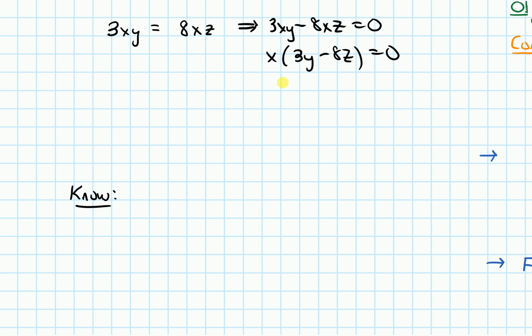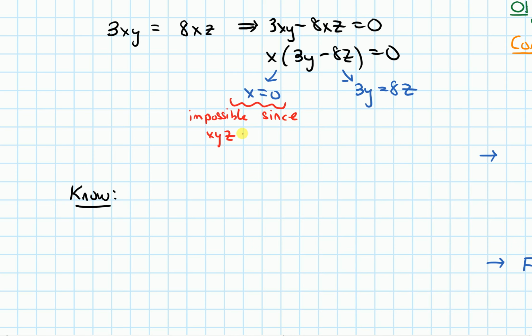So from the first factor, I get that x equals 0. From the second factor, I get that 3y equals 8z. And just like before, x equals 0 in this problem is impossible, since our constraint equation said x times y times z needs to be equal to 1,000. But if x was 0, it would make the left-hand side become 0. It wouldn't be 1,000.